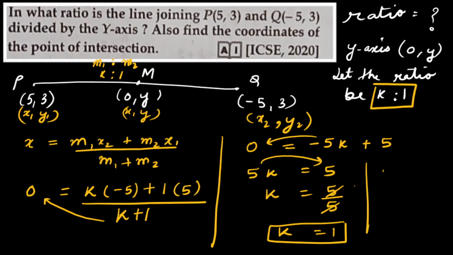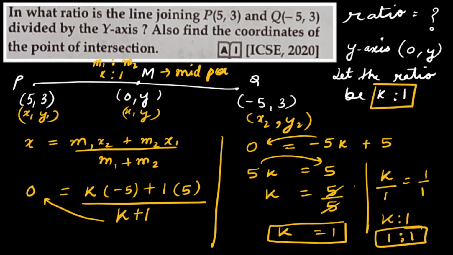So the ratio k by 1 is 1 by 1. That means the ratio k is to 1 is 1 is to 1. If the ratio is 1 is to 1, that means M is the midpoint of the line segment PQ. For the midpoint, the ratio is 1 is to 1. Yes, many of you found the answer for the ratio before me. Very good. So we have found the ratio now.